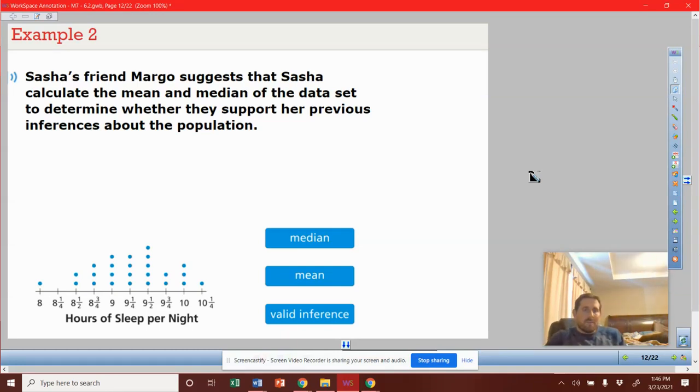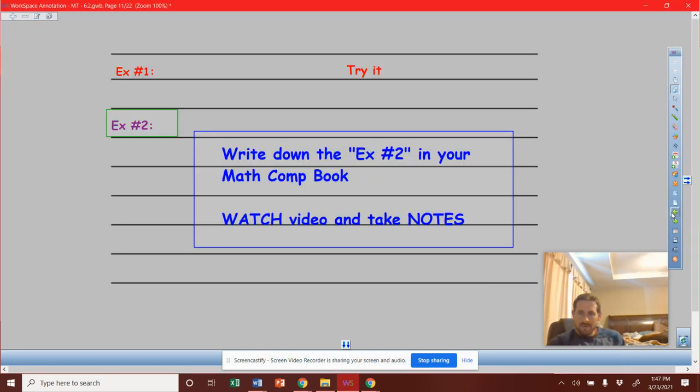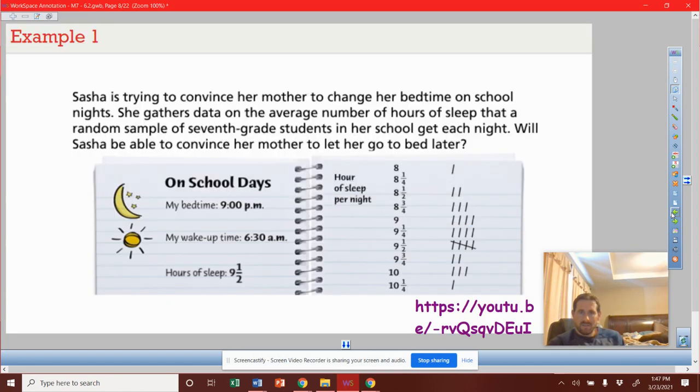So Sasha's friend Margot suggests that Sasha calculate the mean and median of the data set to determine whether they support her previous inference about the population. So we're going to look at the mean, the median, and then is this a valid inference? I believe what we're referring to is going back to this original question: will Sasha be able to convince her mother to let her go to bed later?